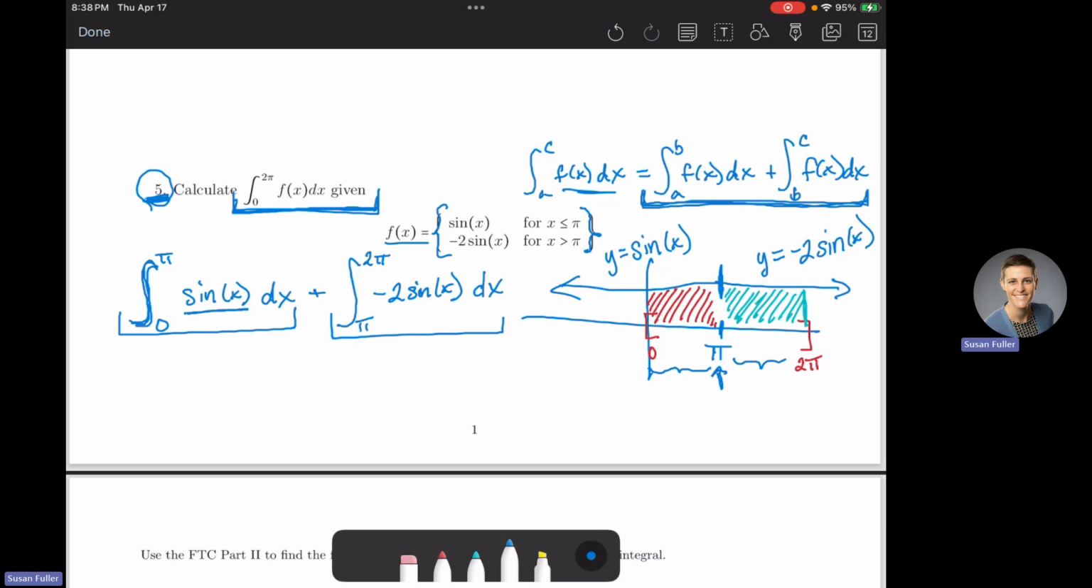And the sine of x is definitely continuous everywhere, so it's continuous on this integral from 0 to pi. And -2 times the sine of x is also continuous everywhere, so it's definitely continuous on its interval from pi to 2 pi. So this meets all of the requirements to both split it up and to be able to apply the fundamental theorem of calculus part 1 to each of these separate integrals to evaluate them.